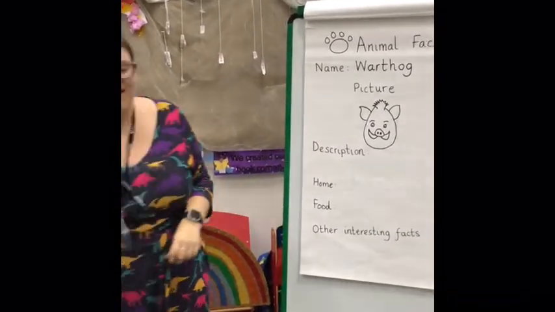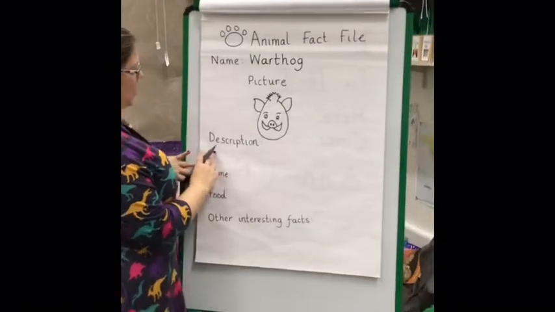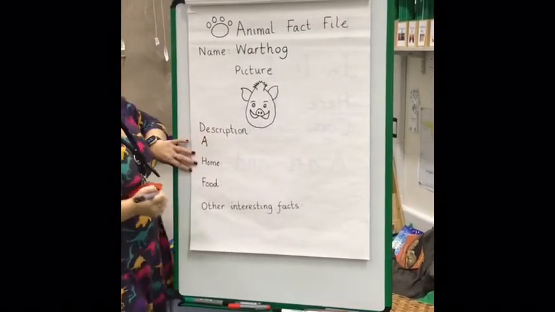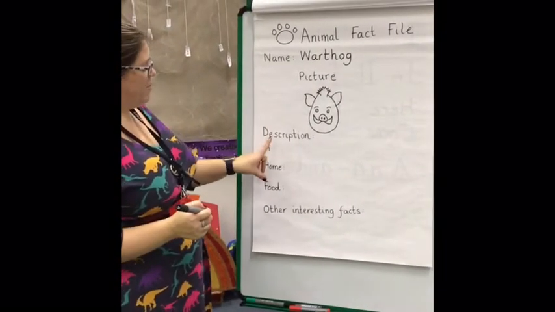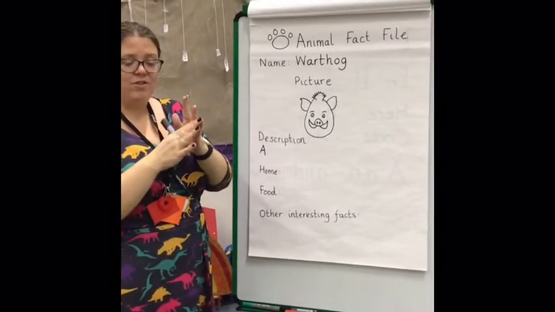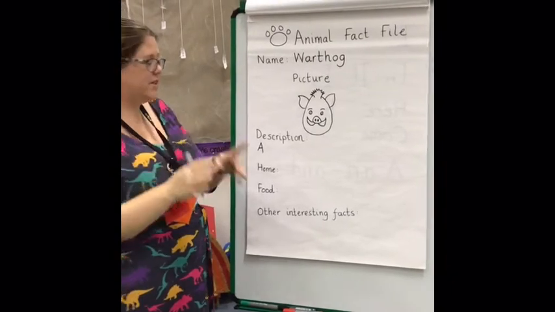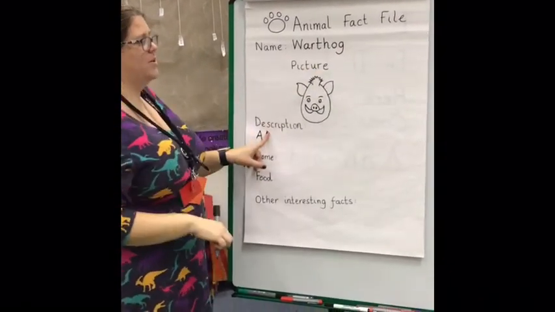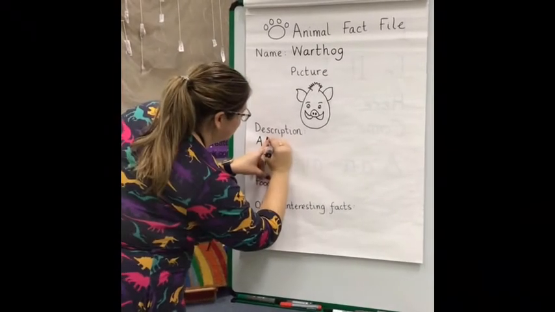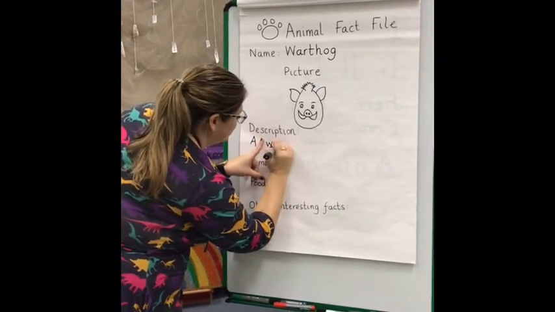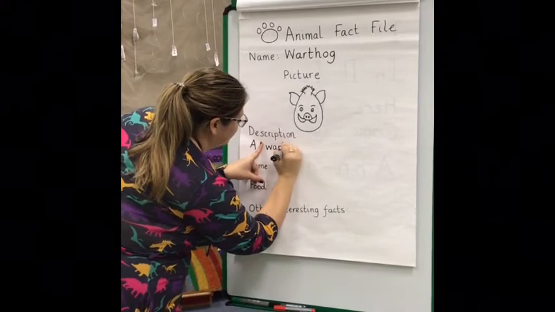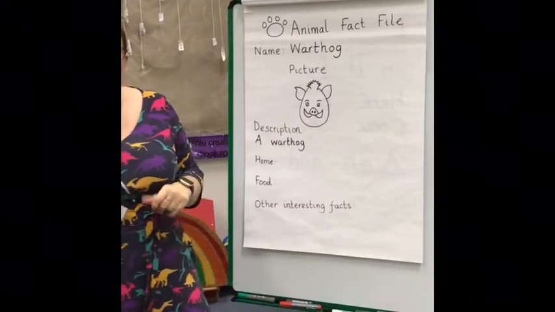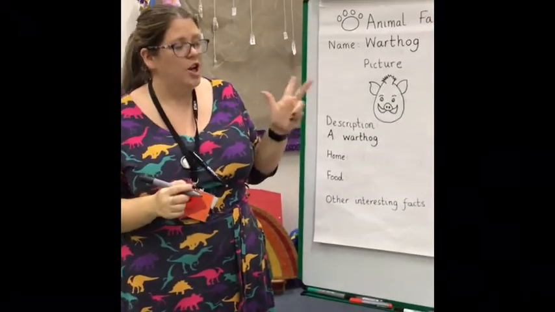So remember, I said I needed to start my sentence with a capital letter. So I'm going to write my A, and now I'm going to write my next word. Remember, when we were counting, we had those spaces in between our words. So I'm going to use my finger space. And I've got the word warthog up here, so I'm going to copy it from up here. So a warthog.